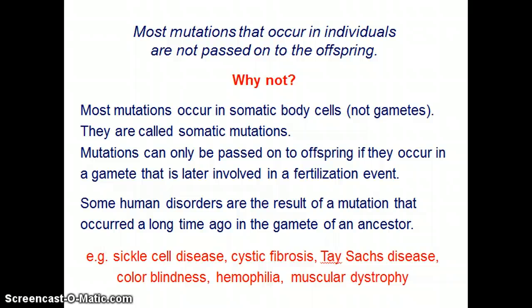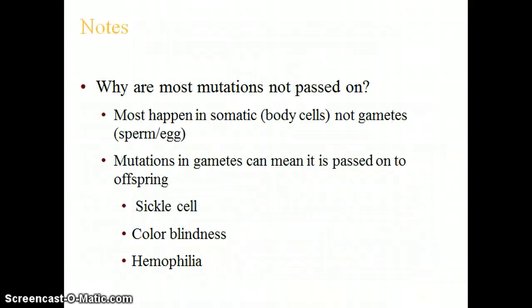So some human disorders are the result of a mutation that occurred a long time ago in the gamete of an ancestor, and the mutation happened, the error happened, and then it was passed on to the offspring, and then they procreated, and it just kept getting passed on and passed on. So some examples are sickle cell disease, cystic fibrosis, Tay-Sachs disease, color blindness, hemophilia, muscular dystrophy. So these are diseases that get passed on right to the offspring.